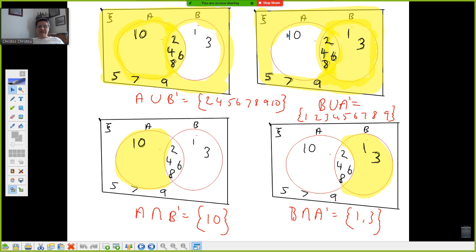Sorry, everything in A is everything in white, including the 2, 4, 6, which is part of B as well. So I've got to have everything in B. In other words, 1, 2, 3, 4, 6, 8. I'm going to have all that. I'm going to unite that set with everything that does not belong in A. And everything that does not belong in A is out here somewhere.